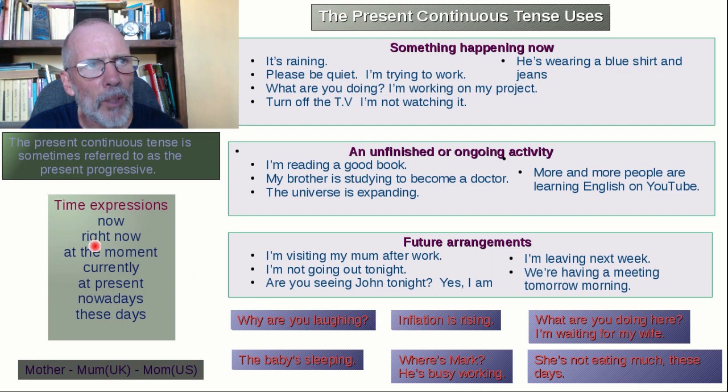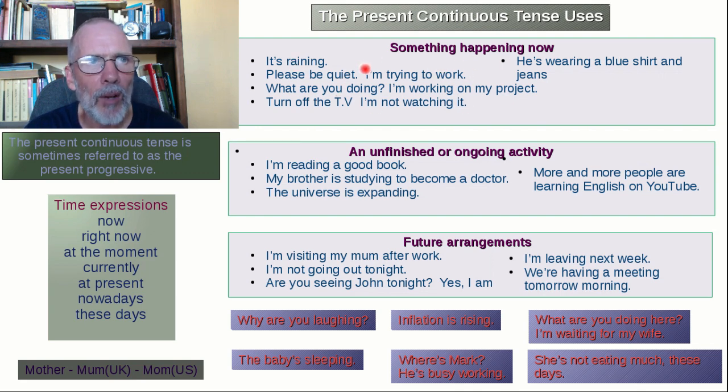All of these are time expressions that we can use to talk about now. Obviously we have now, and we have right now, at the moment, currently, which is probably a little bit more formal, at present, nowadays, and these days is used to talk about this current period that we're in. For example, I could say to you, a lot of people are using smartphones nowadays, which of course is in the present continuous.